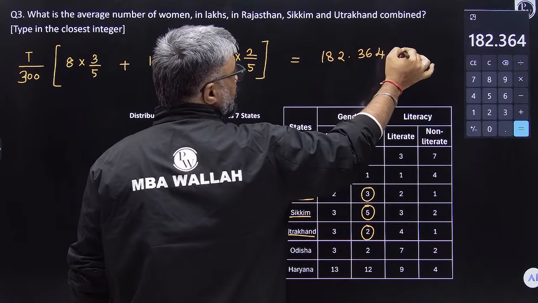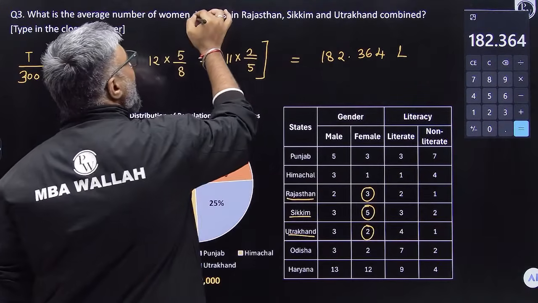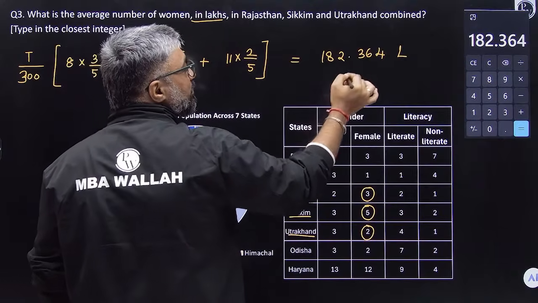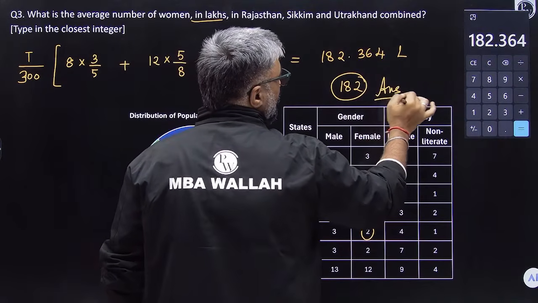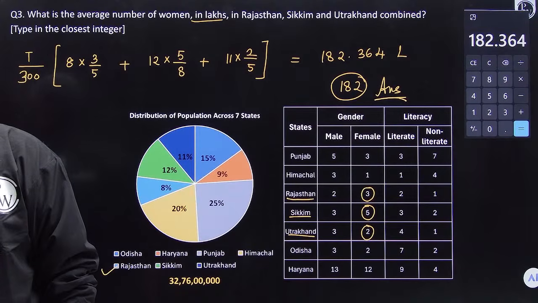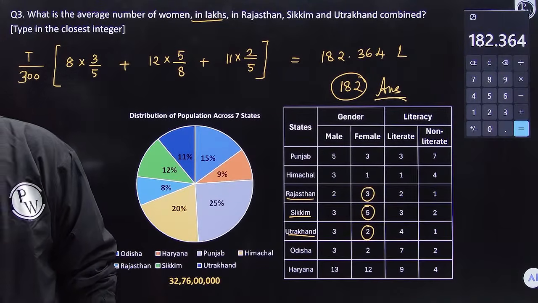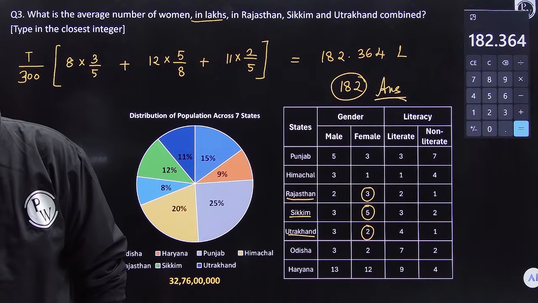182.364 lakhs. What are they asking? Closest integer in lakhs only. Closest integer in lakhs will be what? 180. This is my answer. Can you guys please check and confirm? People who had given other numbers earlier, can you quickly check?